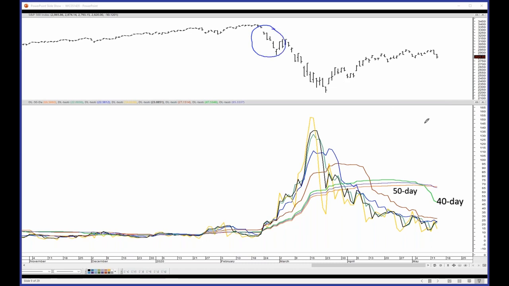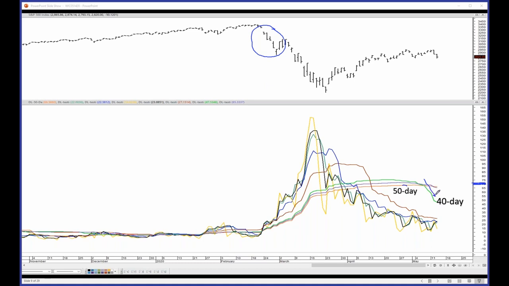which is still reflected in this 50-day HV. This orange line here is the 50-day HV. So you can see, as I said a second ago, we're up here at 70 in that. But if we look at a little bit shorter term volatility, you can see that this is beginning to implode.